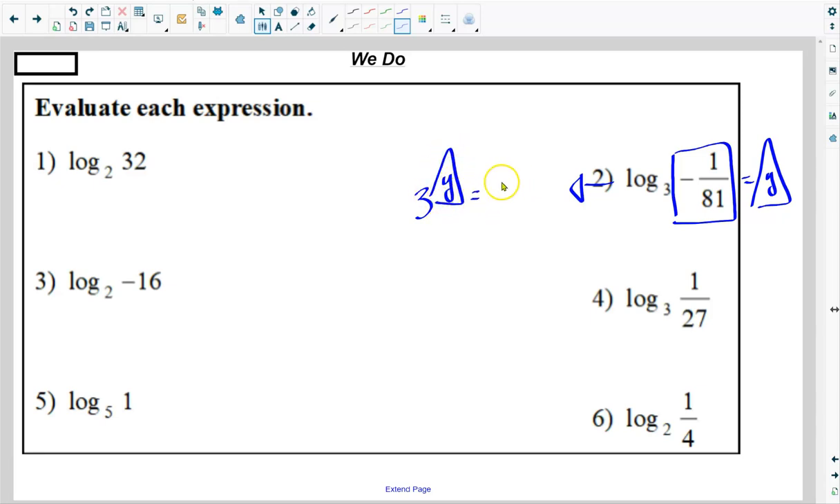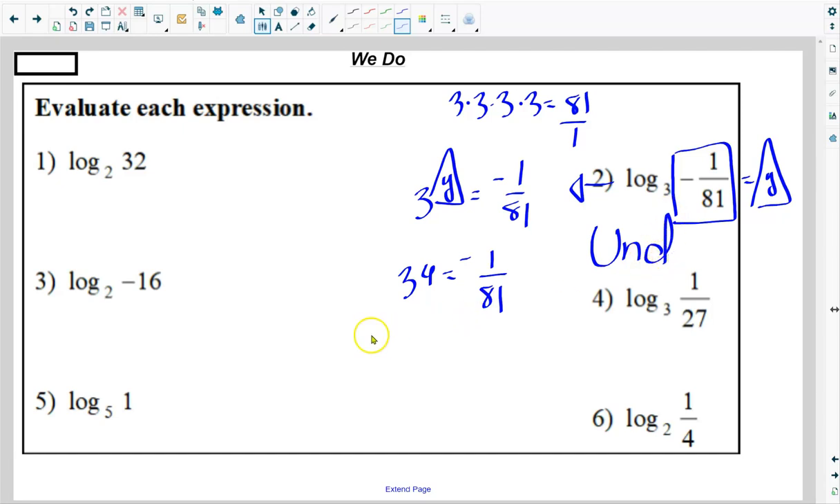Anyways, 3 exponent y equals negative 1/81. Technically, our focus here is not just 81, but this negative. So 3 times 3 is 9, times 3 is 27, times 3 is 81. Now we know that, so we can go 3 to the 4th, 1, 2, 3, 4, equals this fraction flipped over, but it's negative. Will I ever multiply enough 3's to make it negative? No. So this one would be undefined.